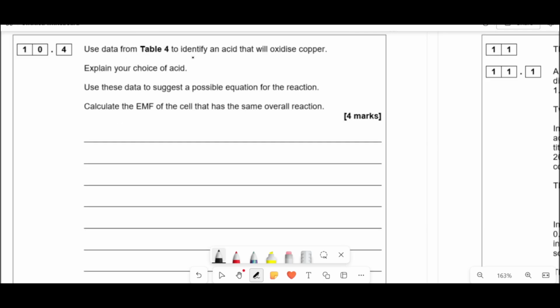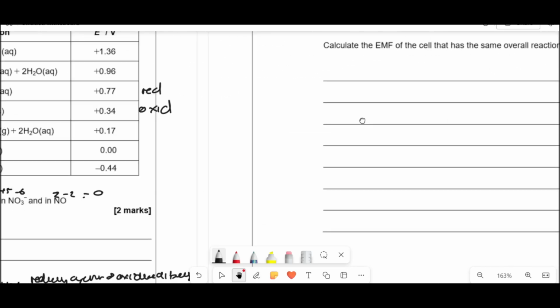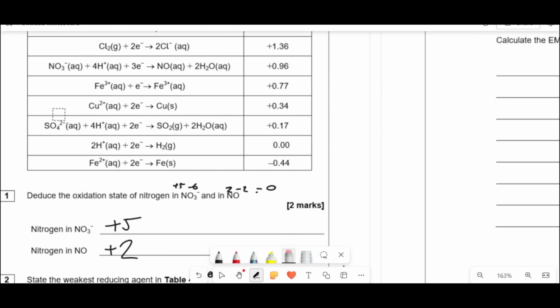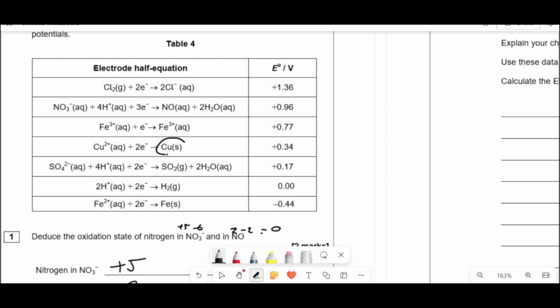Now it says, use this table to identify an acid that will oxidize copper, explain your choice of acid, and then use these data to suggest a possible equation and calculate the EMF of this overall equation. So there's multiple steps here. We want to oxidize copper. So we're going to look back at our table and choose whatever's going to oxidize copper. This means we're oxidizing copper, so it's got to go this way. We need this one to be our more negative. We need to choose an acid that gives a more positive E cell, right? If this is being oxidized, then whatever the acid is has to be reduced. So we need to pick an acid that is being reduced.